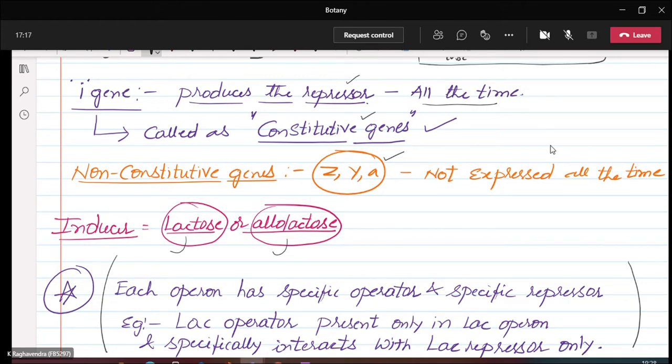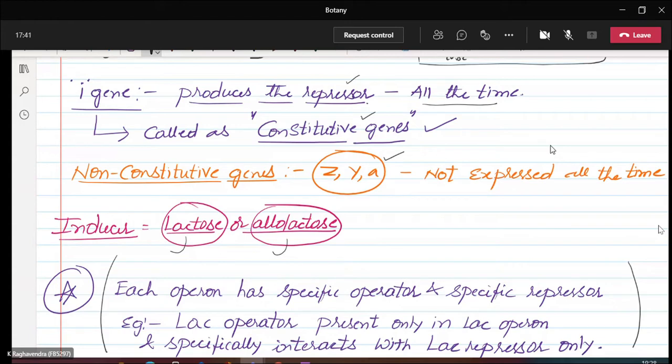Extremely sorry. Okay. Now, each operon has a specific operator. I said each operon, meaning the lac operon, has a specific operator. The lac operon operator cannot receive the repressor protein of the val operon. The val operon operator cannot receive the repressor of the arabinose (ara) operon. Point to be noted: these are very important points.